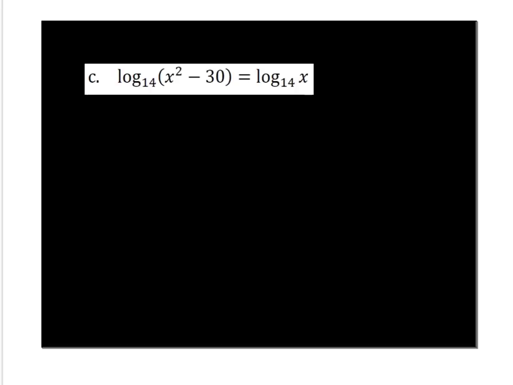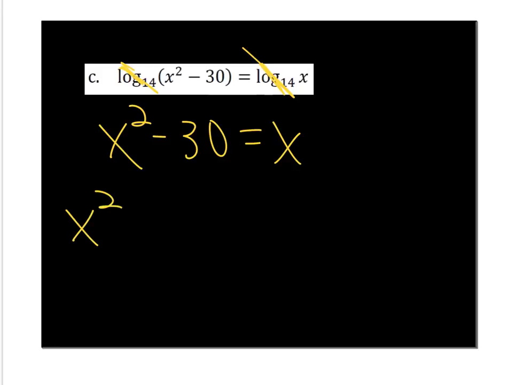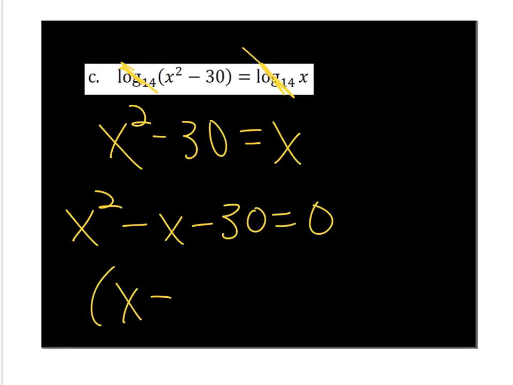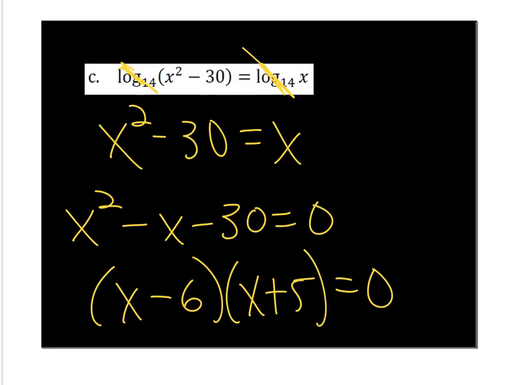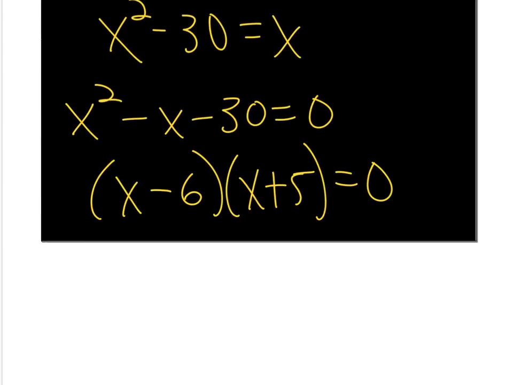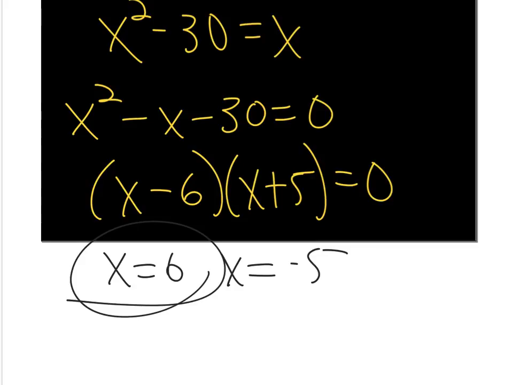So last one, x squared minus 30 equals x. Again, the logs basically cancel out. So now it becomes a matter of factoring. So if I bring this over, x minus 6, x plus 5, so solved, x equals 6, x equals negative 5. I'm going with the positive answer. There's my answer.